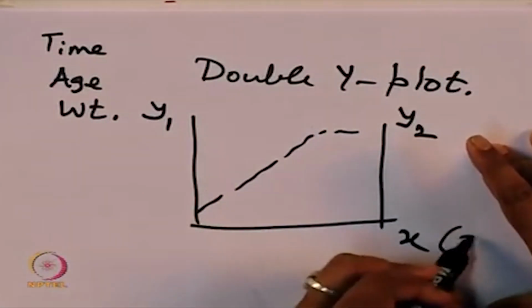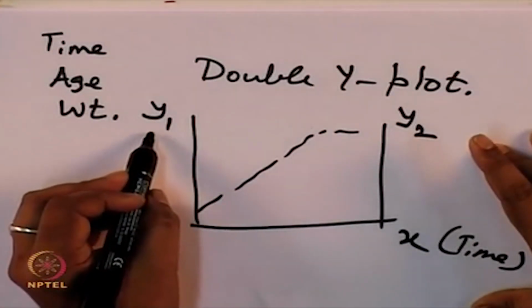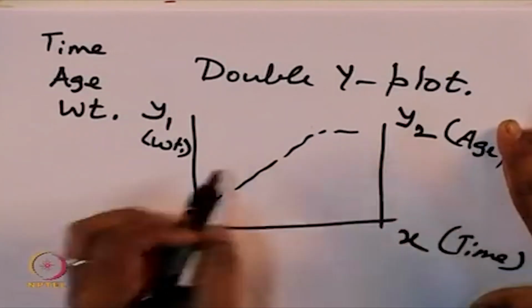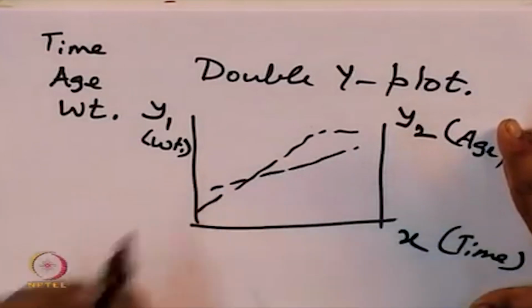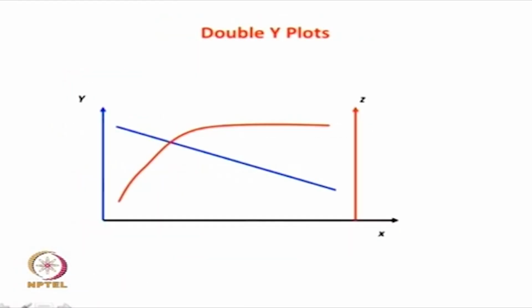So, if x is my time, this is my weight, and this is my age, then this guy will have a linearly increasing curve. Okay. So, this is just another example of a double y plot. So, in this case I have a reverse case in which variable y exhibits a linear decrease with x as a function of time, and variable x actually exhibits a saturation profile. So, beyond a certain value of x, it reaches the saturation.